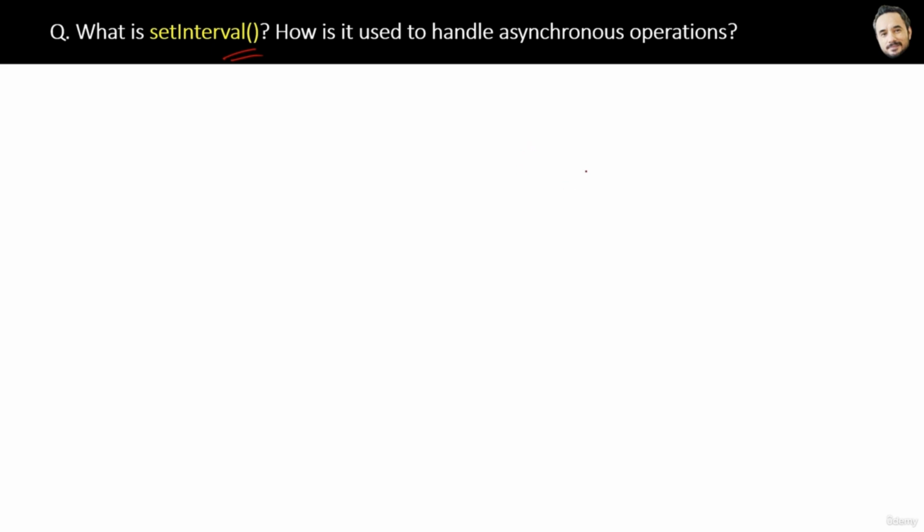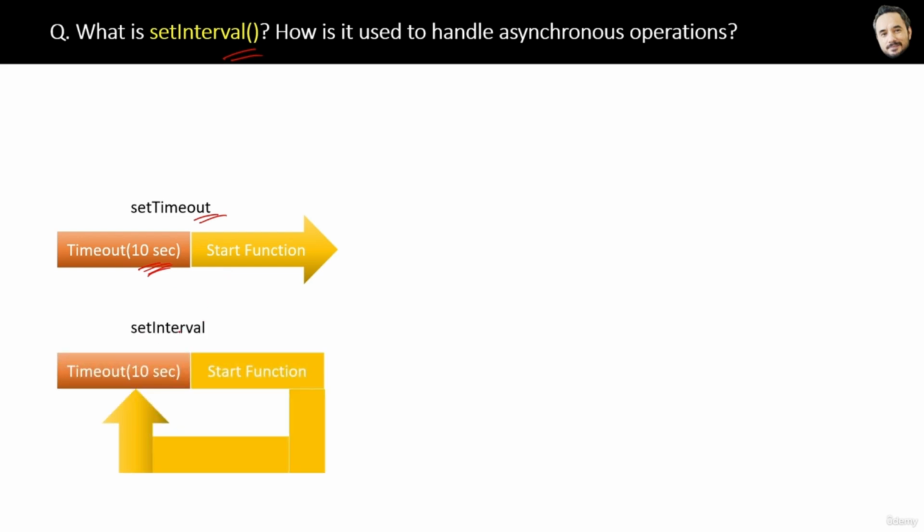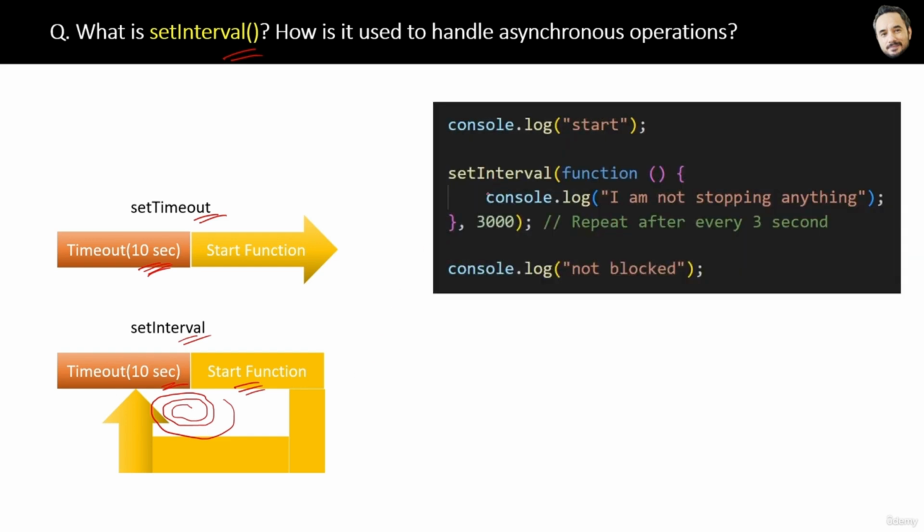We already know set timeout, which will start executing the function after a delay, right? Similarly, set interval also starts executing the function after a delay, but it will keep repeating the function after the same delay. Okay, that is set interval. Here is the code, very much similar to set timeout. We just replaced the set timeout method with this set interval method.